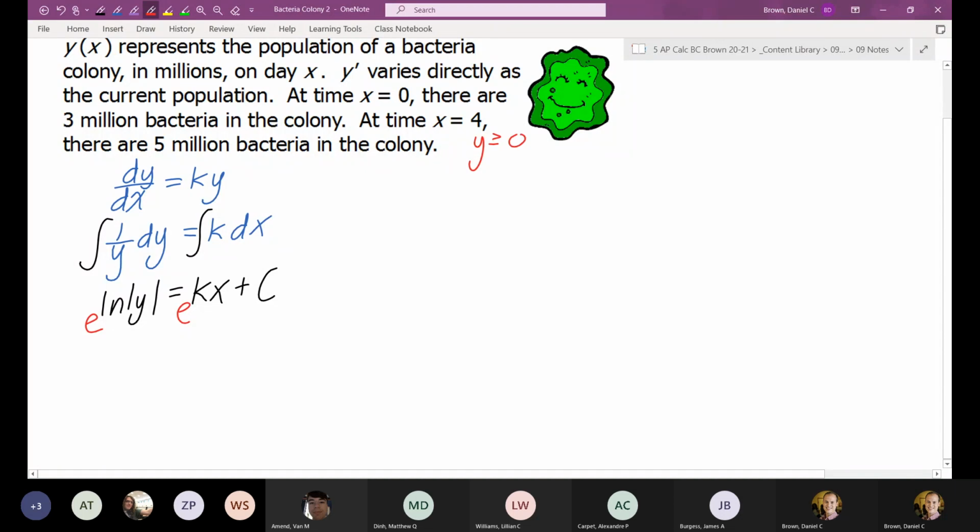We have a positive population. So this becomes y is equal to e to the kx plus c. And all of that ends up being in the exponent.